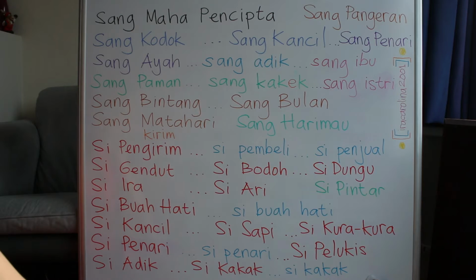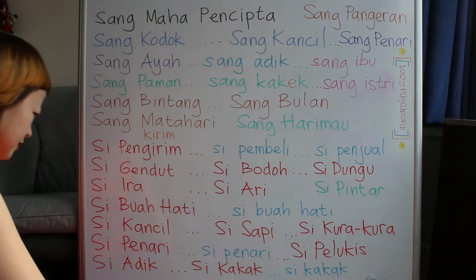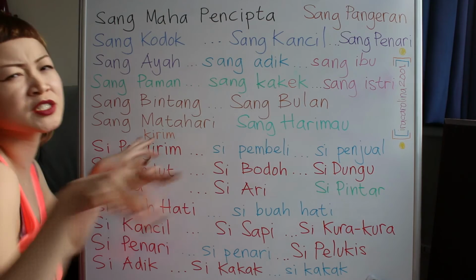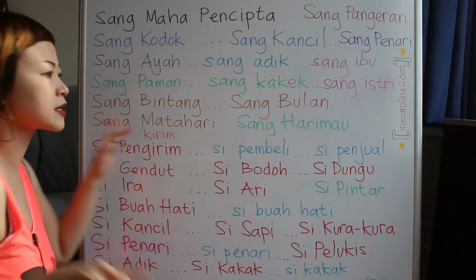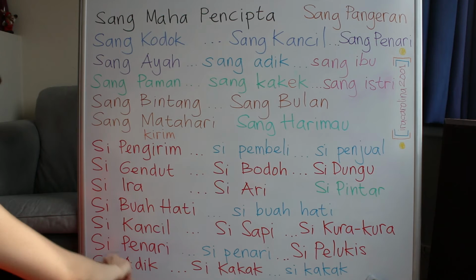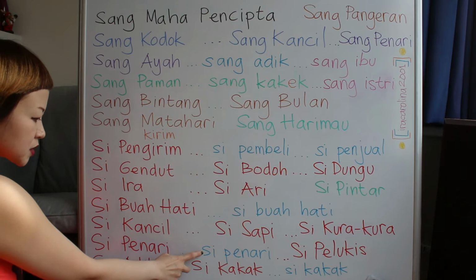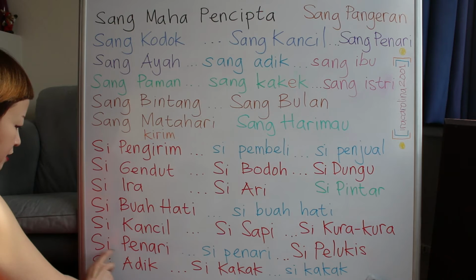And now the dancer, sang penari, respect, honor. But if the dancer is just common, not respected, let's say this one is a really respected, well-known dancer, and this one is just like lots of people can do that kind of dancing. So if it is in the middle or the end of the sentence you put a small letter in the initial. But of course, if it starts or begins the sentence, put a big letter for the initial.